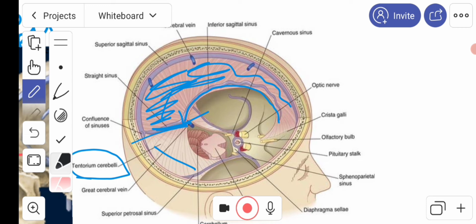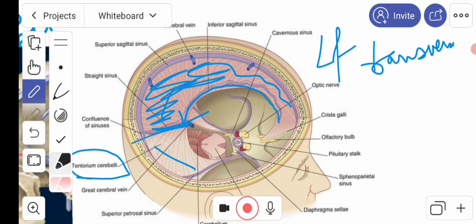The straight sinus begins as a continuation of the inferior sagittal sinus, passes backward and downward, and terminates into the left transverse sinus. In the majority of cases, it terminates into the left transverse sinus, because the right transverse sinus is formed after the confluence of sinuses, and the confluence of the sinuses is the dilated end of the superior sagittal sinus.